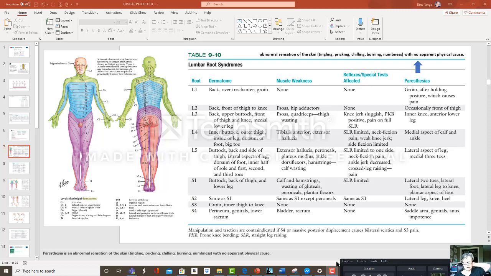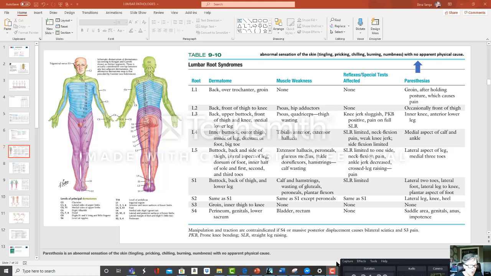S3, dermatome, groin, inner thigh to knee, which is really interesting because the dermatome chart doesn't really show that. No muscle weakness, no reflex test, no paresthesia. So the dermatome is groin, inner thigh to knee.